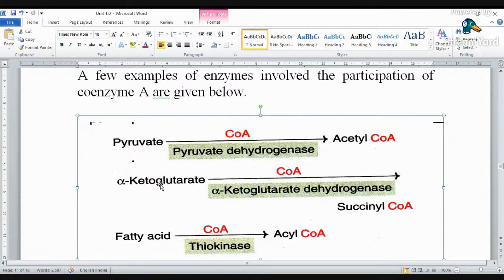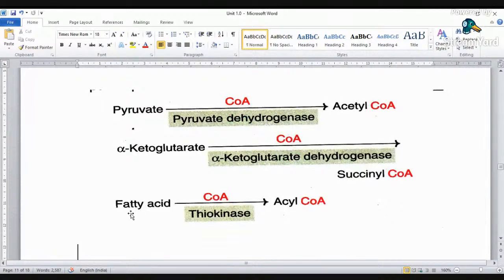Then alpha ketoglutarate is converted to succinyl CoA. This reaction requires coenzyme A, that is the derivative of pantothenic acid. The reaction is catalyzed by the enzyme alpha ketoglutarate dehydrogenase. Then fatty acids are converted to fatty acyl CoA, with the help of coenzyme A by the enzyme thiokinase.